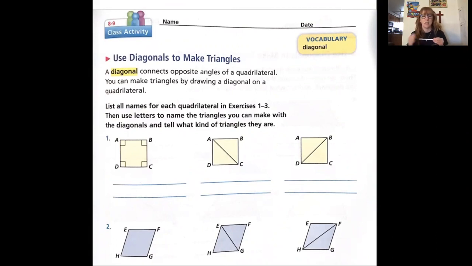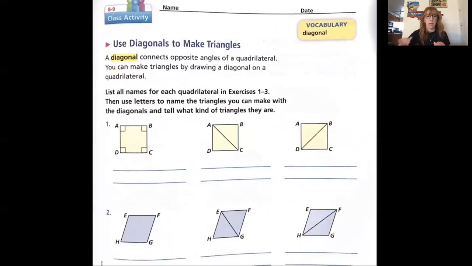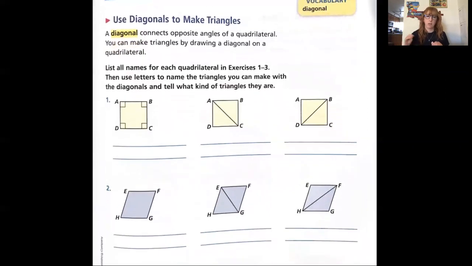A diagonal connects opposite angles of a quadrilateral. You can make triangles by drawing a diagonal on a quadrilateral. So looking at number 1, we want to list all the names for each quadrilateral and then use letters to name the triangles that we've made with those diagonals, and then tell what kind of triangles they are based on their angle measures.